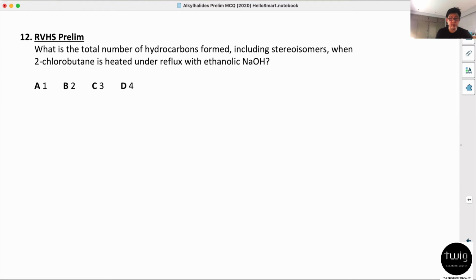Question 11. What's the total number of hydrocarbons formed, including stereoisomers, when 2-chlorobutane is heated under reflux with ethanolic NaOH? So when you see ethanolic NaOH, you must think of elimination. Okay, elimination. So I'm going to draw 2-chlorobutane. So this is what it should look like. 2-chlorobutane. So the Cl is over here.